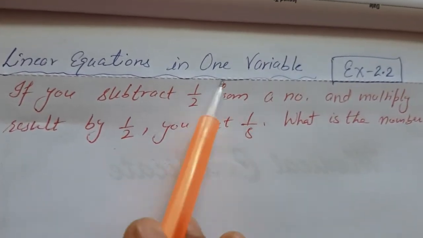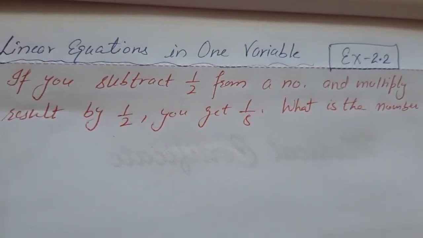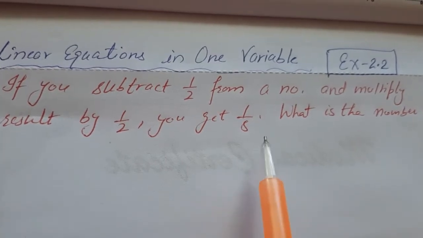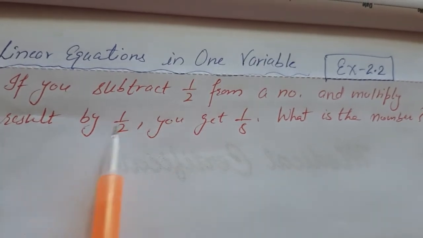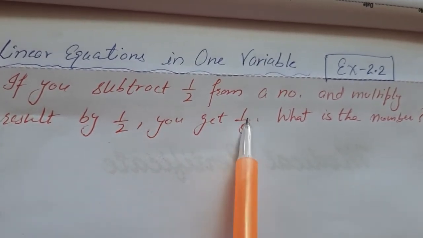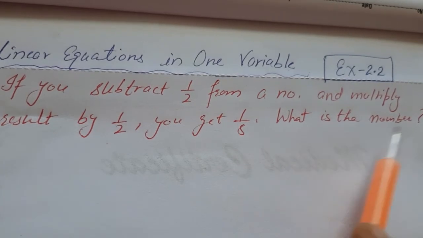Linear equations in one variable, exercise 2.2. First question. If you subtract 1 by 2 from a number and multiply the result by half, then you get 1 by 8. What is the number?